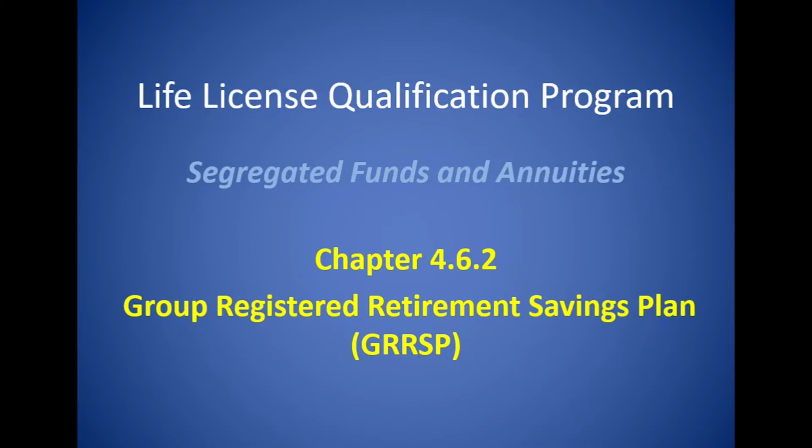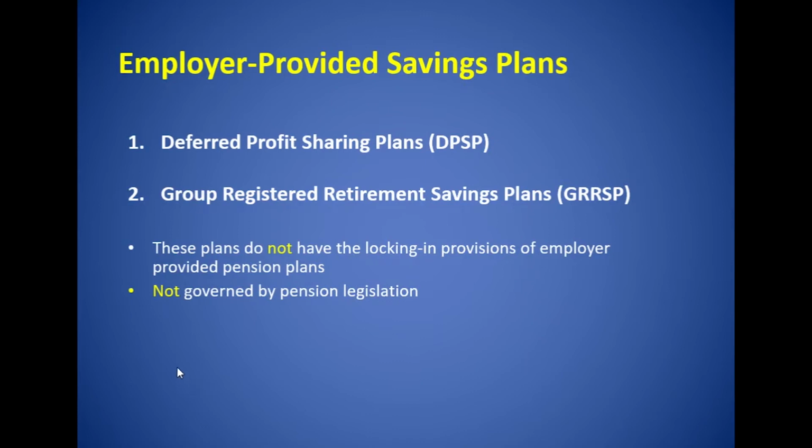In this session, we will review the features of a group registered retirement savings plan, or group RRSP, as it's more commonly referred to. So let's take a look at these types of plans. Now, you may recall that employers can provide certain types of savings plans. We've talked about a deferred profit sharing plan, which is covered in another segment. But in this segment, we want to look at the features of the group RRSP program that some companies can install for the benefit of their employees.